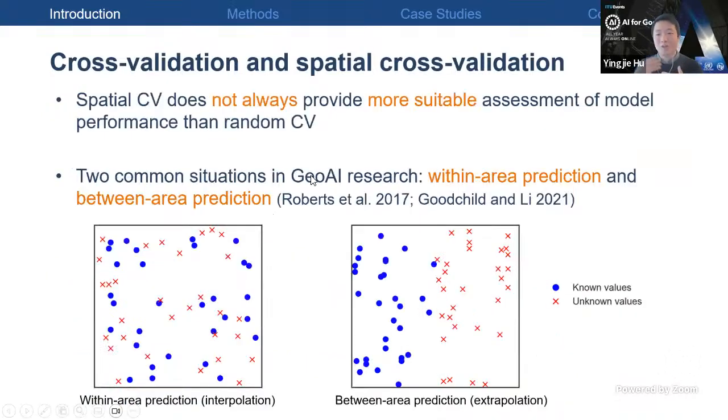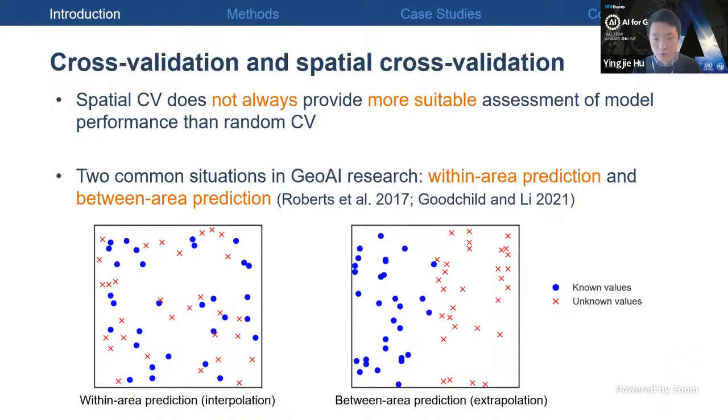Before we move further, I would like to first clarify that while we are talking about spatial cross-validation here, it does not always provide a more suitable assessment of model performance than random cross-validation. It really depends on how the trained model will actually be used.